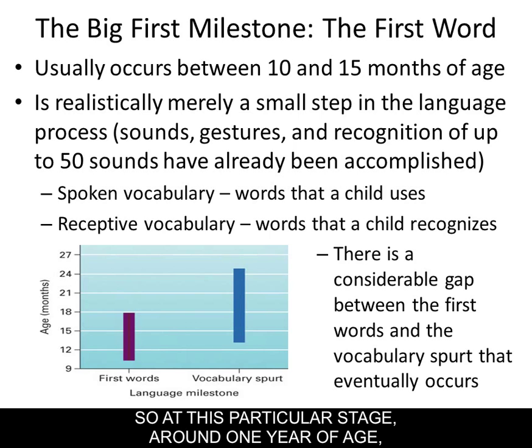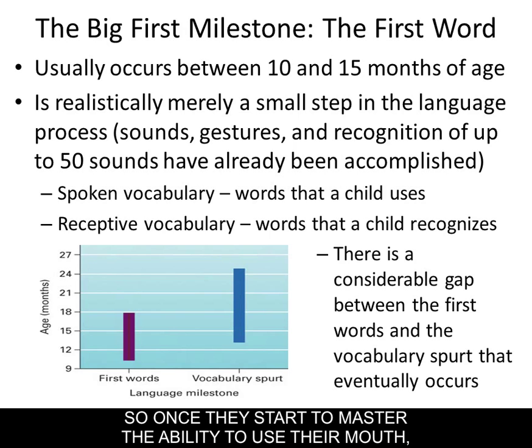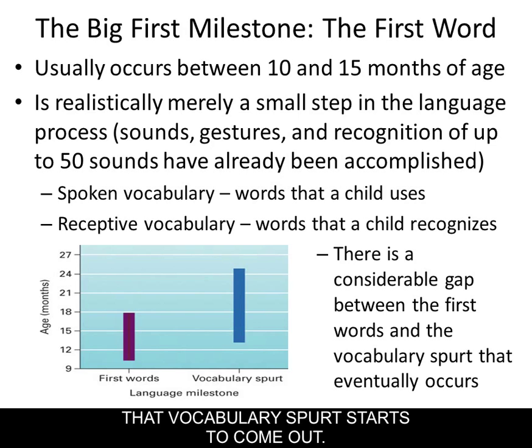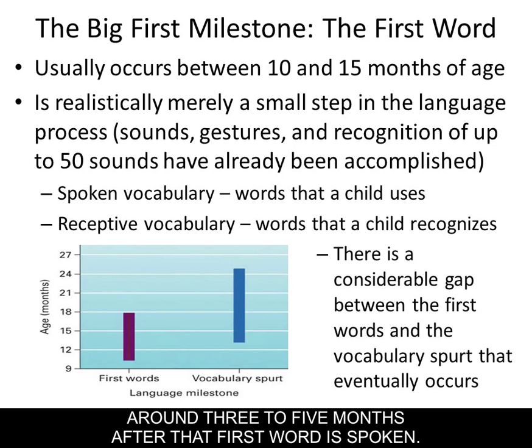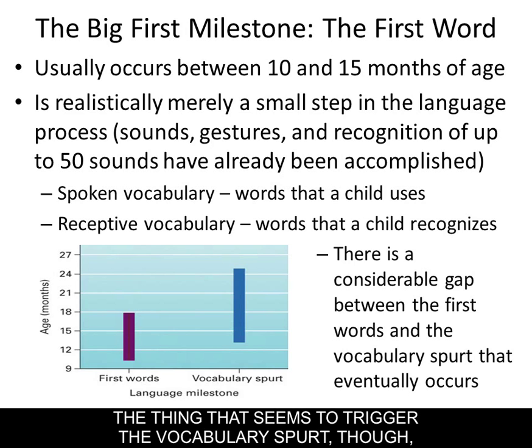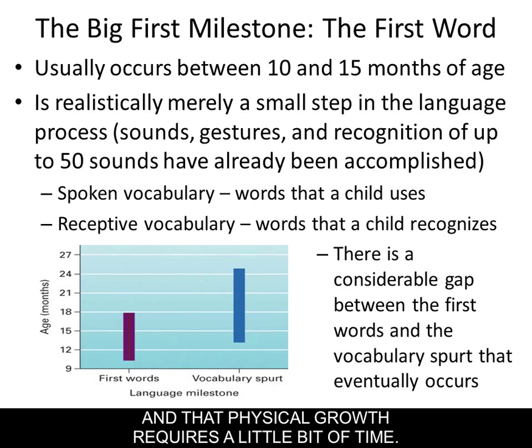So at this particular stage, around 1 year of age, kids know almost 50, 60, 100 words already before they speak their first word. Once they start to master the ability to use their mouth, that vocabulary spurt starts to come up. That vocabulary spurt usually happens around 3 to 5 months after that first word is spoken. The thing that seems to trigger the vocabulary spurt, though, is more of a physical growth of communication skills, and that physical growth requires a little bit of time.